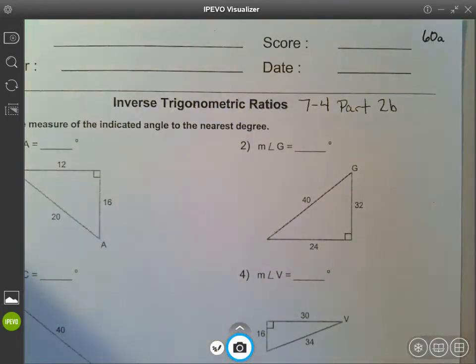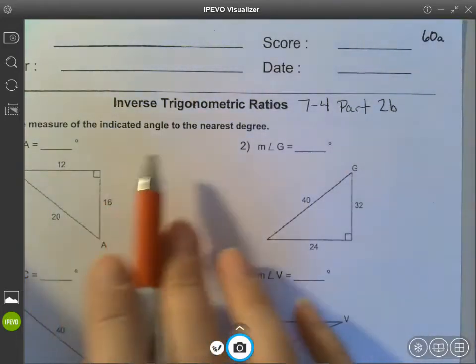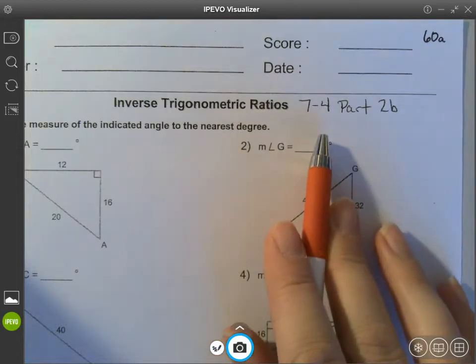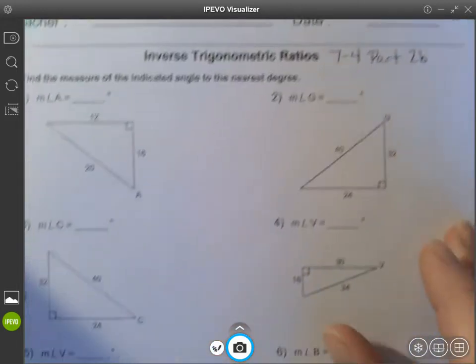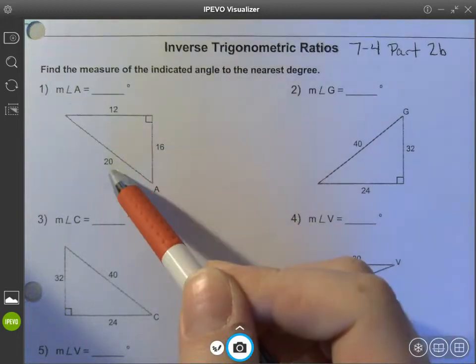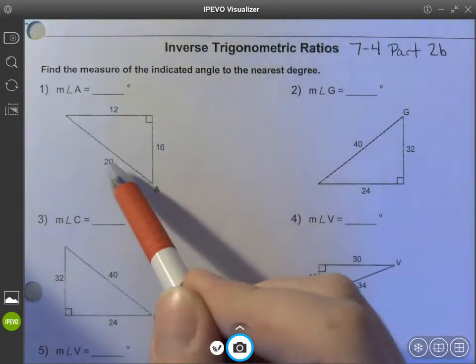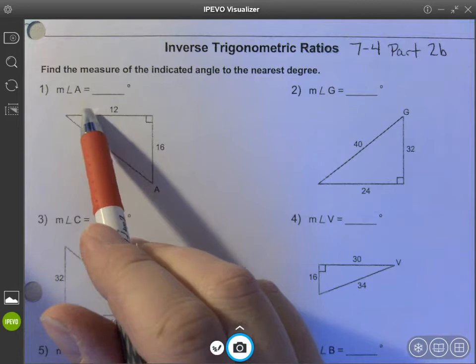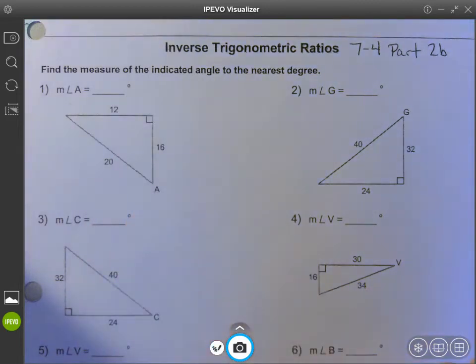All right, we are looking at worksheet 60A. They're inverse trig ratios this time, so I called it 7-4 part 2B. The idea is I have all three sides of my triangle. I have the two legs, I have the hypotenuse, and we're trying to find a missing angle, so that's why they have that degree sign there.